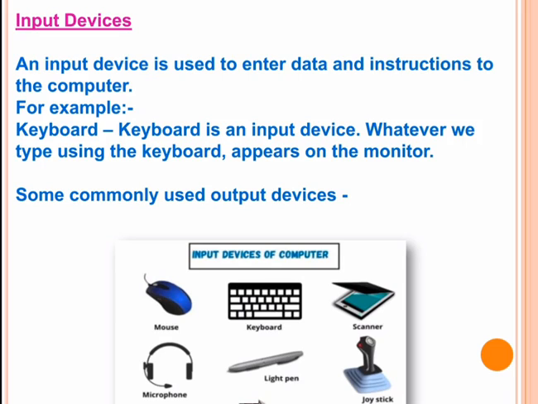Now let's know about input devices. An input device is used to enter data and instructions to the computer. For example, keyboard. Keyboard is an input device. Whatever we type using the keyboard appears on the monitor. Some commonly used input devices are given below. You can see it in the pictures below. For example, mouse, keyboard, scanner, microphone, light pen, and joystick.